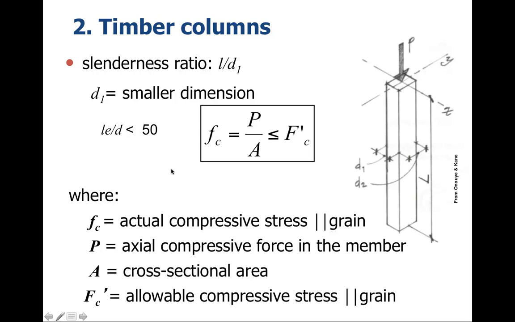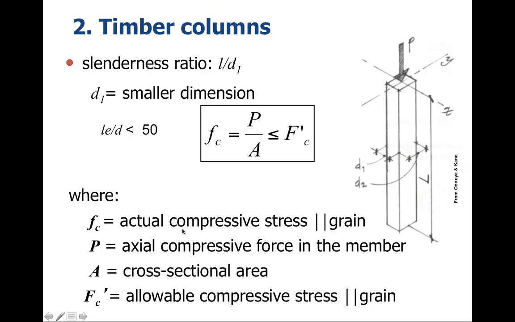Now, if we have, say, the short, stubby column, here we have something on the order of F sub C equal to P over A, and it has to be less than or equal to the F sub C, which is allowable compressive stress parallel to grain. One of the things about wood is that it has a much higher crushing strength parallel to grain than perpendicular to grain.